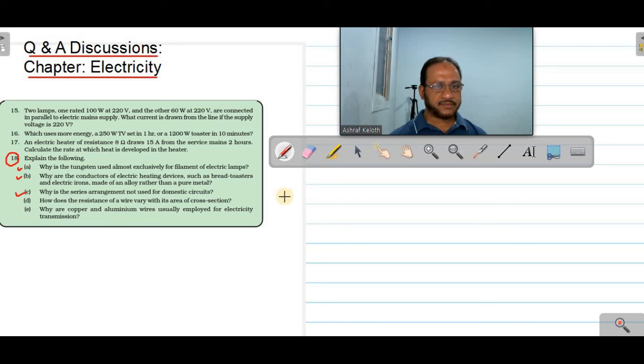A defect in one of the devices means the whole circuit will break. The defect in any one of the devices will affect the working of all other devices in series combination. If one bulb is burned, all other bulbs will stop working. Then in the circuit, total resistance will be maximum. All resistances will be added up, R1 plus R2 plus R3 in series.